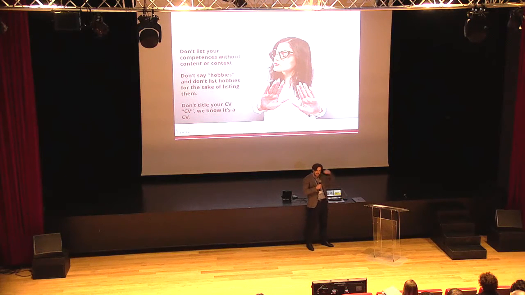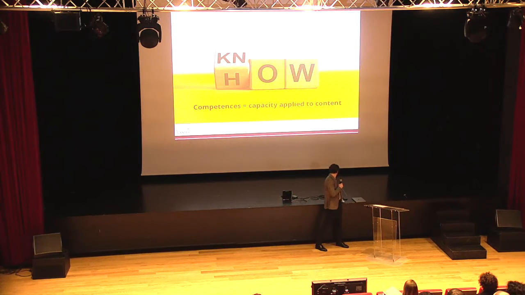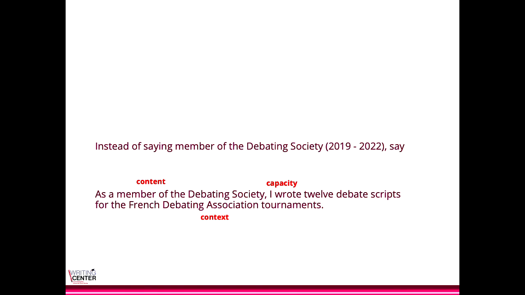Let's see. So other things you don't want to do in the CV, you don't want to just state your knowledge without giving any direct context or content involved with it. You don't want to list your hobbies just for the sake of listing them, and you don't want to give your title like CV. We know what the CV is. You don't need to title it in any remarkable way. I'm going to skip that since we're running out of time.